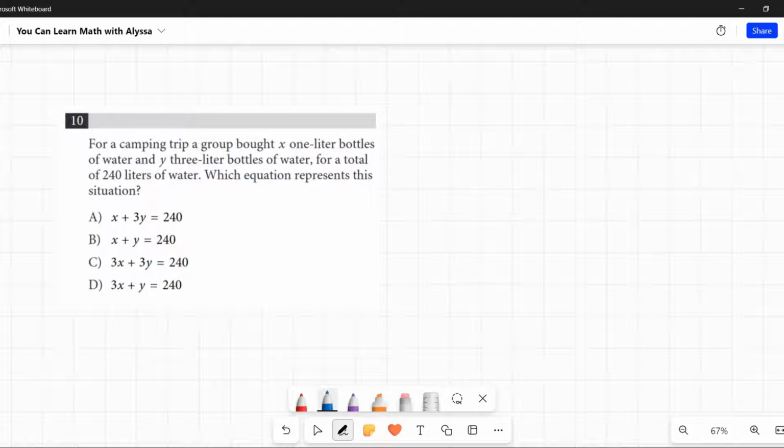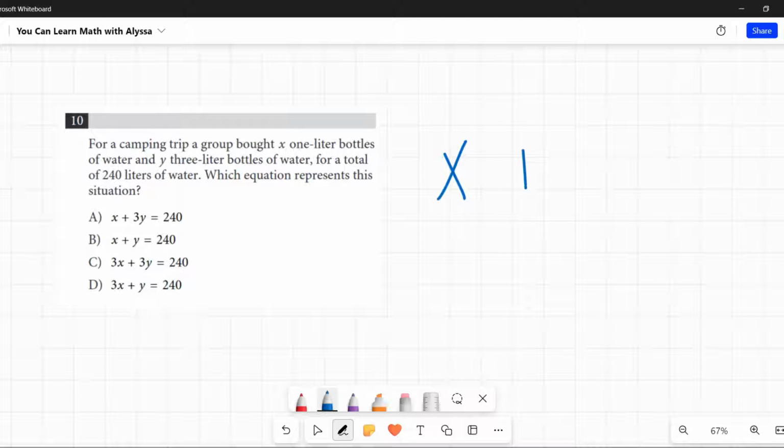Number 10, for a camping trip, a group bought X 1-liter bottles and Y 3-liter bottles for a total of 240 liters of water. Which equation represents the situation? If you look, they all are set as equal to 240. So we're not talking about the number of bottles, but just how many liters of water.